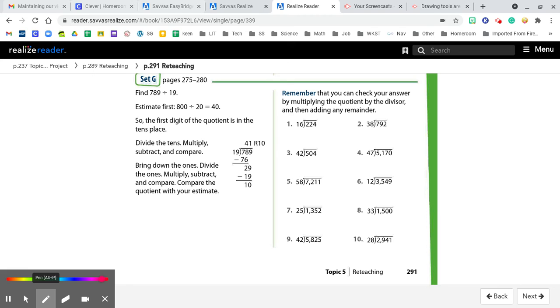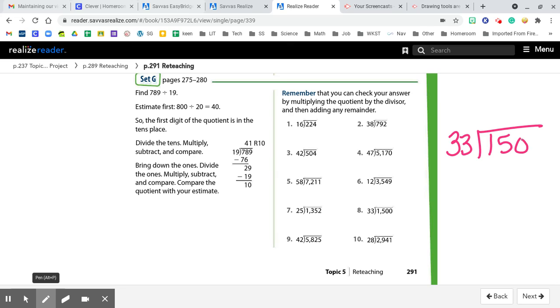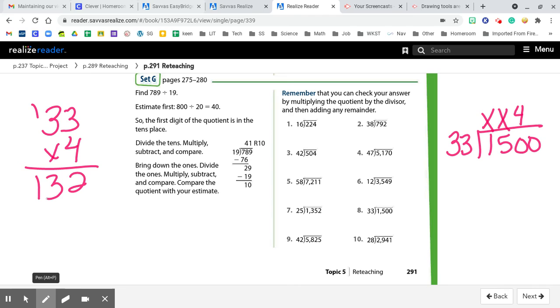Number 8, 33 goes into 1500. Our problem is not going to start in the thousands. It's not going to start in the hundreds. It's going to start in the tens place. So 33 goes into 150. I think about 4 times. Check that out, because 5 would be too big. Yep, that looks good.